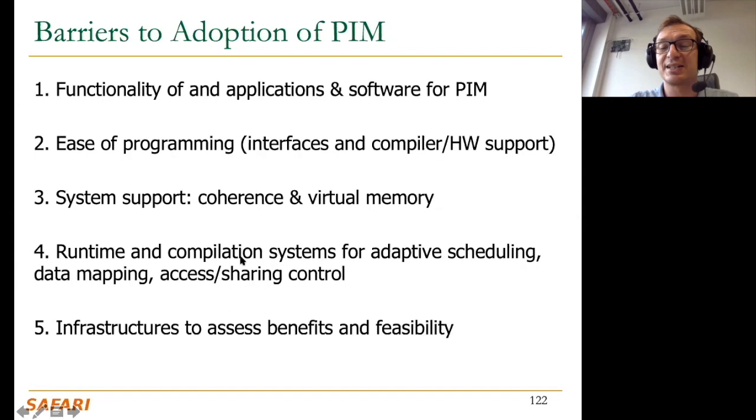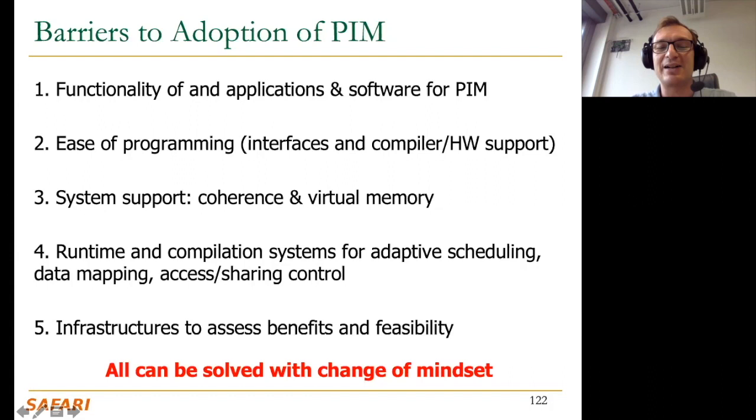And then on top of all of this, how do you design infrastructures to assess the benefits and feasibility of processing in memory? And this is really important because this gives us an accurate picture. So clearly, I've listed a lot of barriers here, at least five plus sub-bullets you can see inside each of them. But I believe the most important barrier is really the mindset itself. I believe all of these barriers can be solved, but mindset cannot be solved easily.